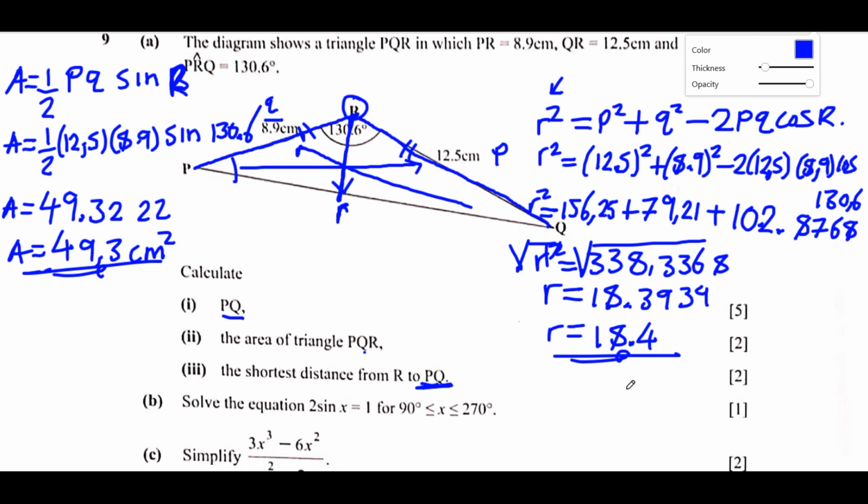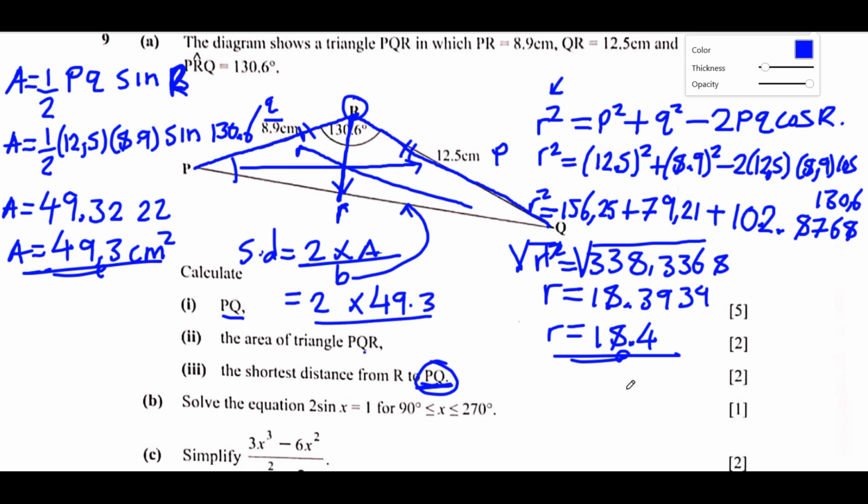Therefore, the formula for shortest distance is equal to 2 multiplied by the area divided by the base b. So the b is the base in our case. b represents this distance PQ. So you say 2 multiplied by 49.3 divided by what is our b. So the b is this distance representing PQ, which is 18.4. So 49.3 times 2, then divided by 18.4.